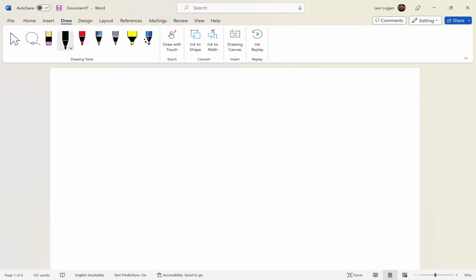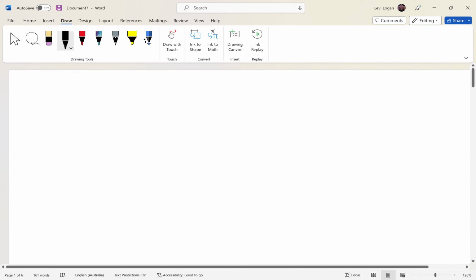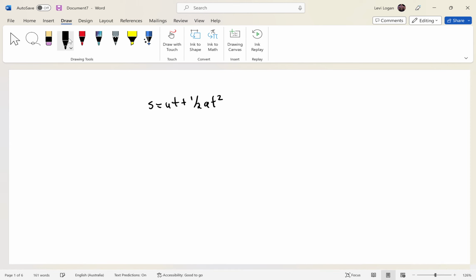So the first one I'll just draw for you: s equals ut plus a half at squared. That's the first one. The second one is v equals u plus at. That's the second one. And the third one that we'll be using in this video is v squared equals u squared plus 2as. Okay?